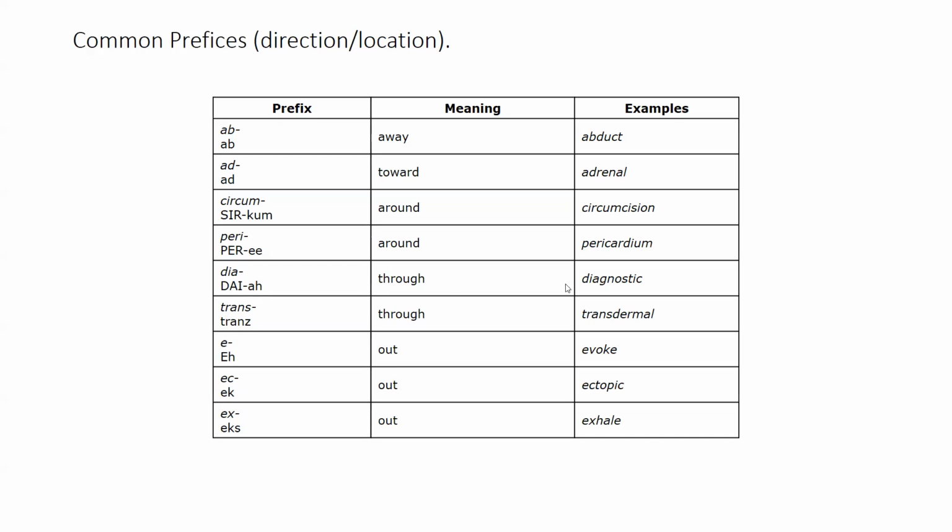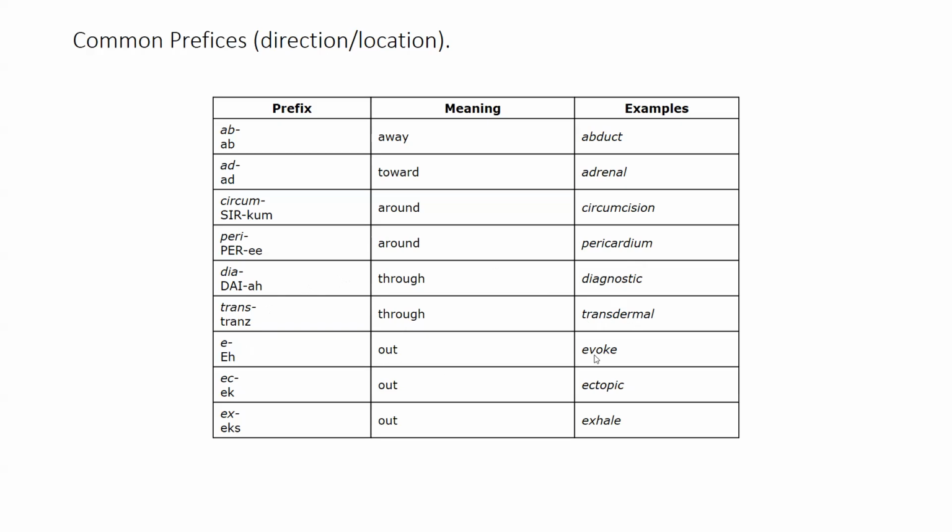Dia means through, as in diagnostic. It means to refer to, or in relation to, through. And gno, you almost don't pronounce that g, means to know. So this is to know through, or to thoroughly know what's causing something. Trans means through, as in transdermal, which means through the skin.